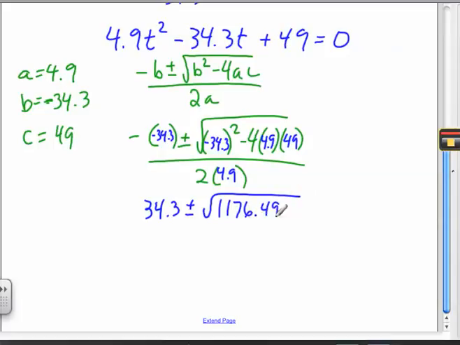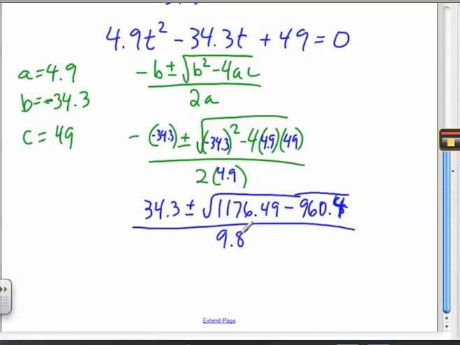1176.49. Good. The next one, is it going to be minus or plus? It's going to be minus. And what is 49 times 4.9 times 4? Eric? 960.4. Thank you. All over, that's 9.8 down there, isn't it?